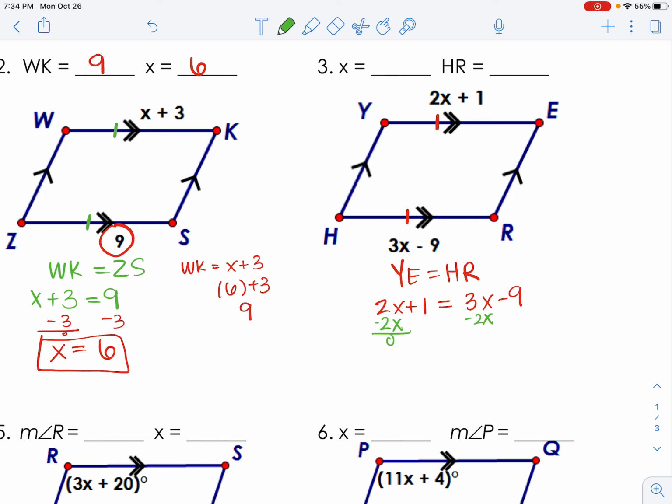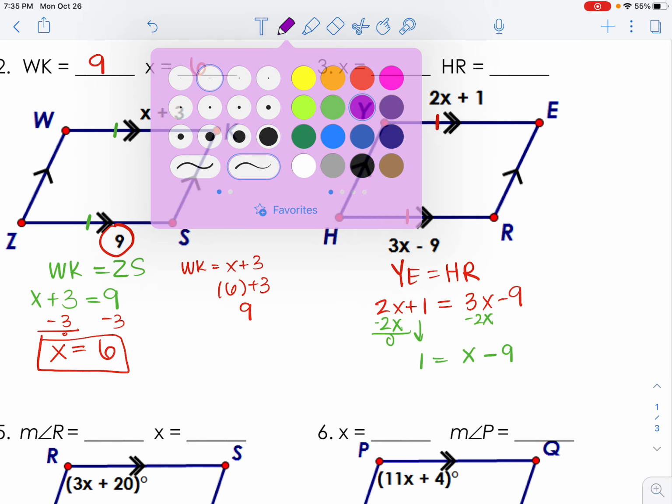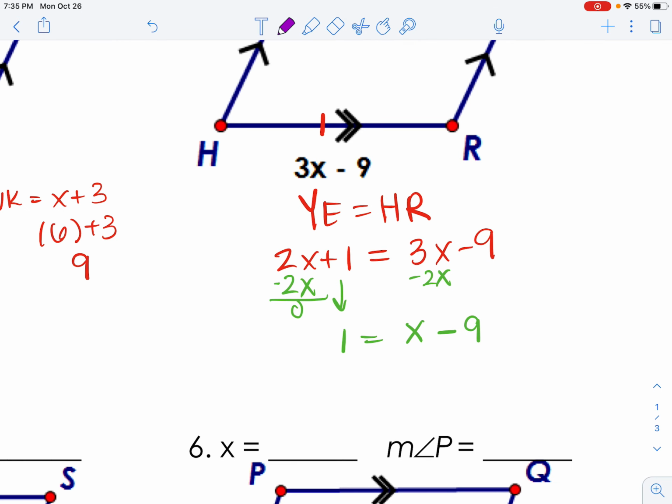2x minus 2x is 0, so I'll just bring down that positive 1. Equals 3x minus 2x is 1x. Remember, we don't have to write the 1 in front of it. And then I'll bring down that minus 9. So now I have 1 equals x minus 9. How do I move the minus 9 over? How am I going to get x by itself? In order to solve, I'm going to add 9 to both sides. So 1 plus 9 is 10. Bring down the x. Negative 9 plus 9 is 0. So we're left with x equals 10.